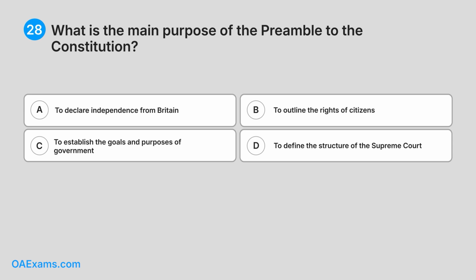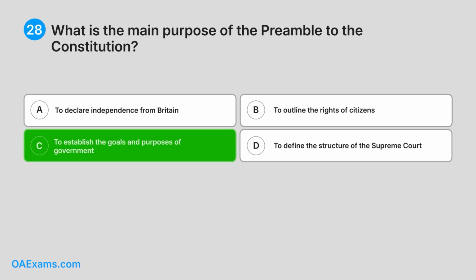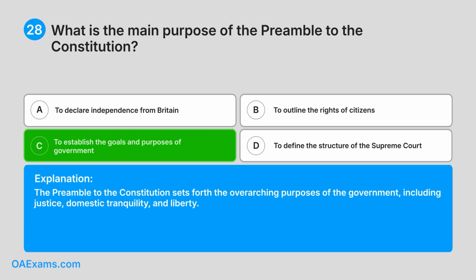Correct answer: C. To establish the goals and purposes of government. Explanation: The preamble to the Constitution sets forth the overarching purposes of the government, including justice, domestic tranquility, and liberty.